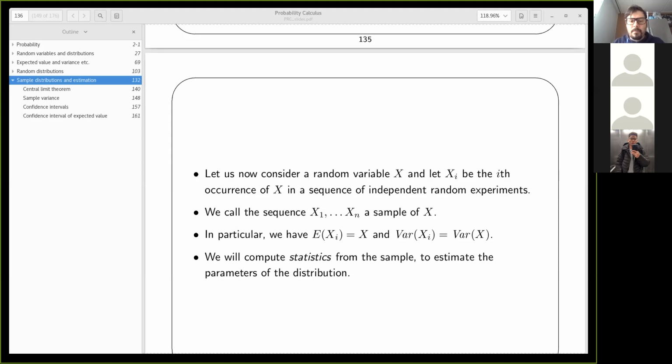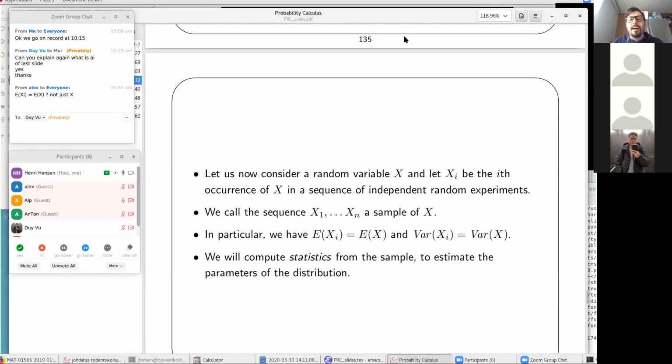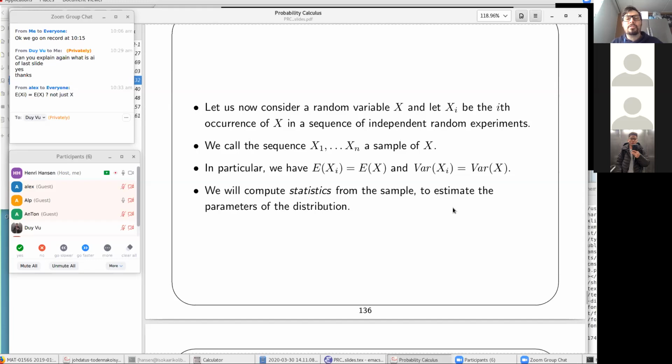There was a saying with some of my friends: you should read not what I've actually written, but what I mean. And that's good. Alex pointed out, I meant E[X_i] equals E[X], not equal to X. Yeah. Thanks. Please point these out as you see them. I have a lot of typos here. I don't necessarily notice them all. I try to make them visible.